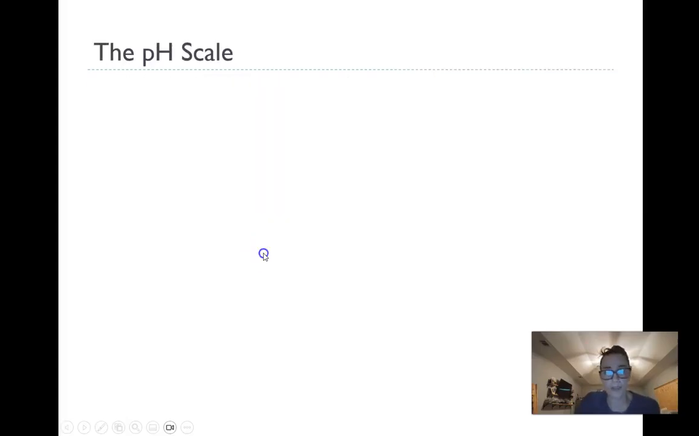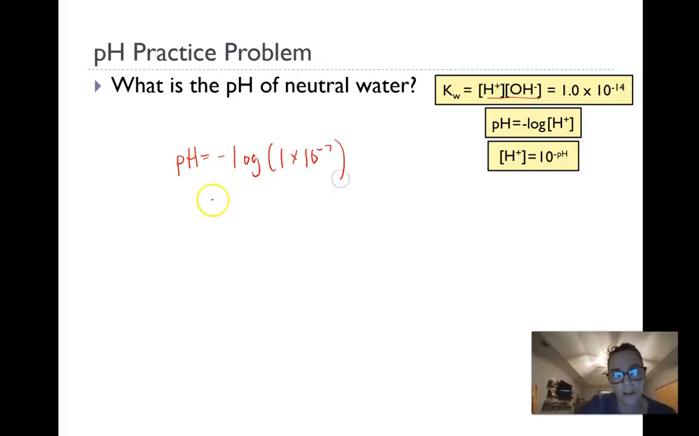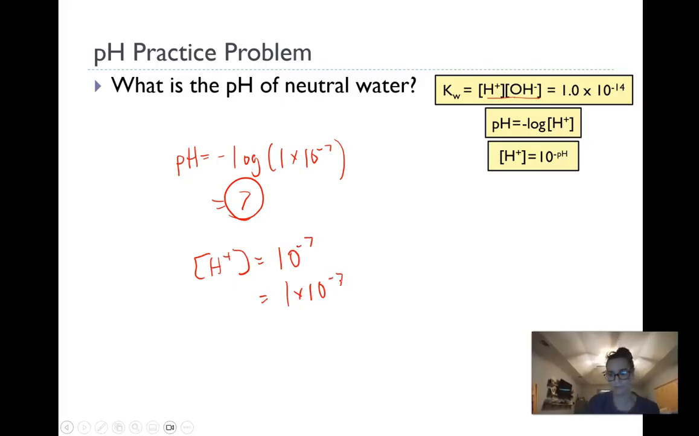So, for example, what is the pH of neutral water? Obviously, the hydrogen and the hydroxide ion concentrations are equal for water, right? So 1 times 10 to the negative 7. So pH equals negative log of 1 times 10 to the negative 7, which equals 7. Also, our hydrogen ion concentration equals 10 to the negative 7, because the pH is 7, which is the same as 1 times 10 to the negative 7. So we use a logarithmic scale to measure pH.